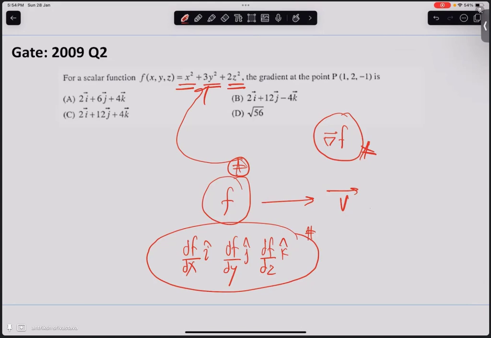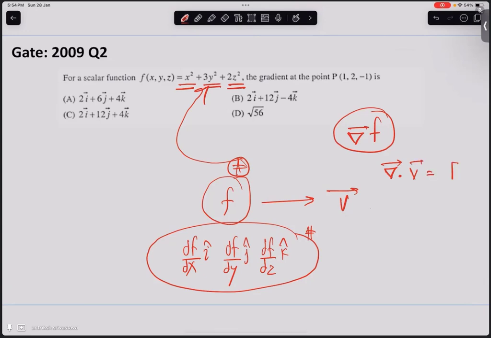Similarly, what does dot product do? So gradient is written like this. You have your inverted delta and the function. What does dot product look like? Dot product looks like this. So you have a dot in between, and it is done to a vector to get a scalar value.